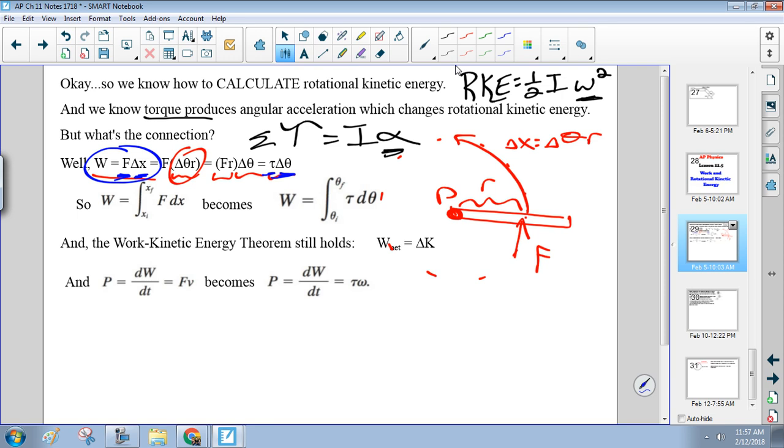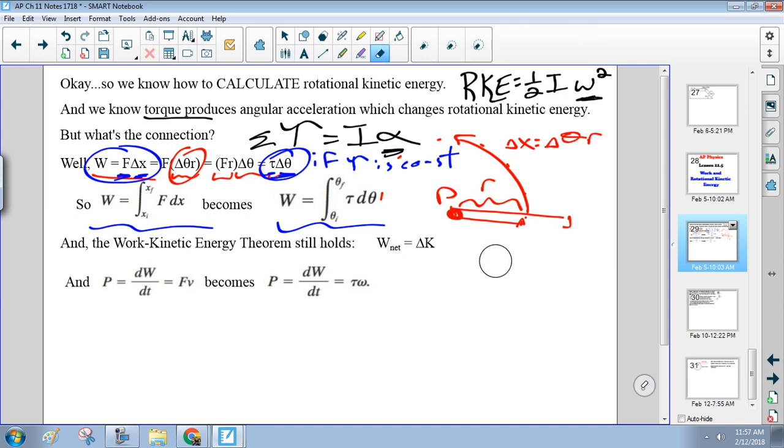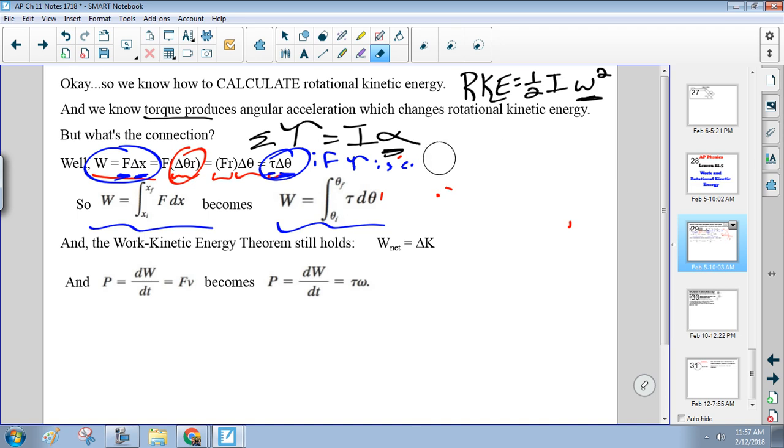Now, just like with force, this only works if your torque is constant, okay? If your torque is not constant, then we go into this integration mode, right? And so work is the integral of torque with respect to theta, okay? And our work kinetic energy theorem still holds. The net work is still equal to our change in kinetic energy, okay?